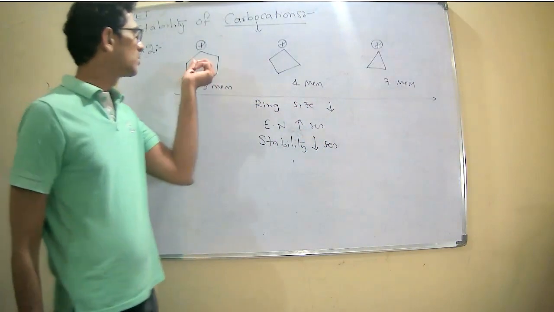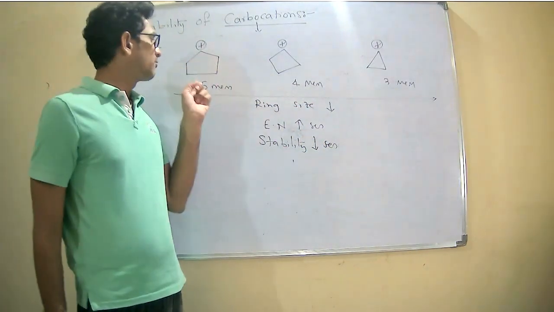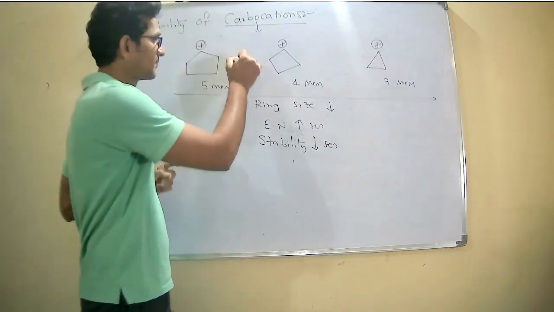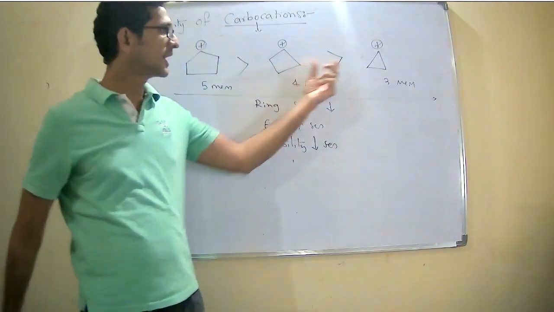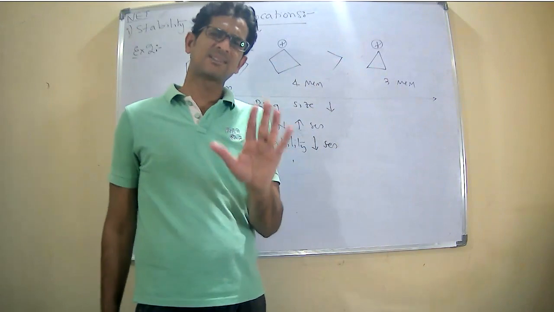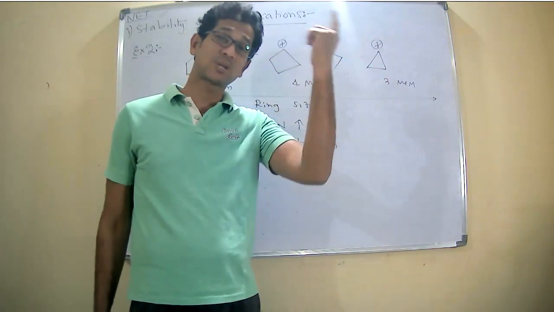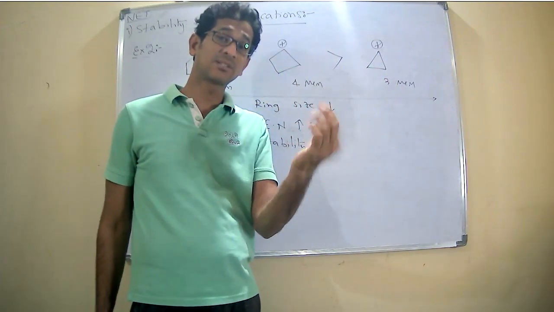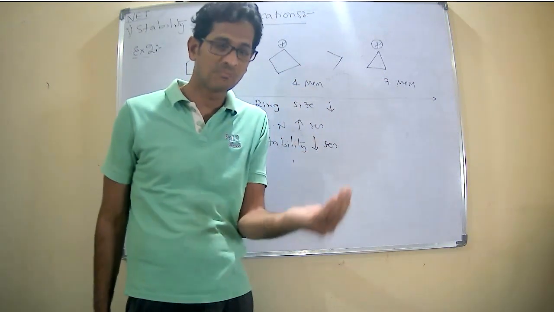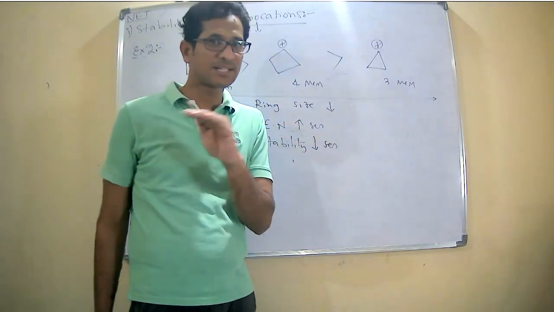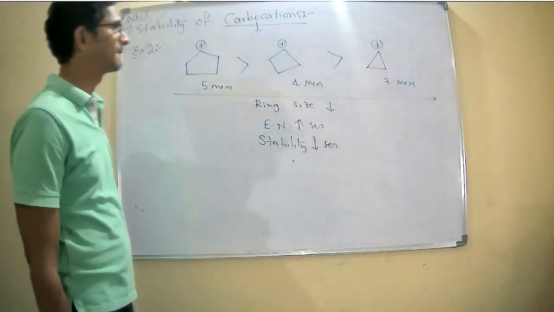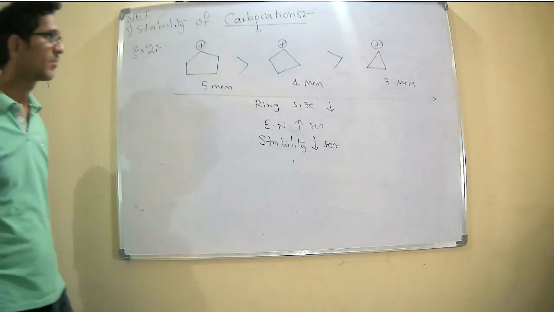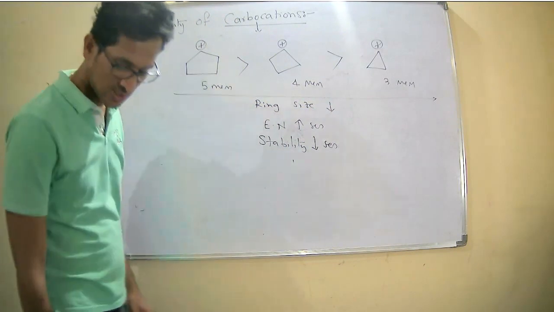Right? So here, the 5-membered carbocation is more stable than the 4-membered carbocation, and finally the 3-membered carbocation is the least stable because it is more electronegative. More electronegative means more electron withdrawing group, minus inductive effect. Minus inductive effect decreases the stability of the carbocation. Right? Okay.